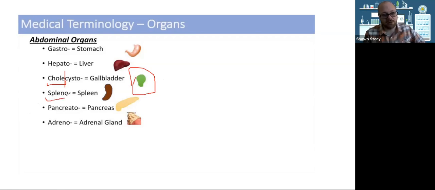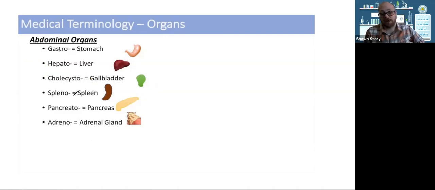Our spleno is for our spleen. Pancreatos for pancreas, and adrenal glands. A lot of these are very similar. The big one that's different is gallbladder, right? But they actually use the root word for green because it's the color green. And hepato is liver. The other ones look like the word itself. So that must be spleen, that must be pancreas. So these are the two that I would say we probably need to focus on. And gastro, if we don't remember already.